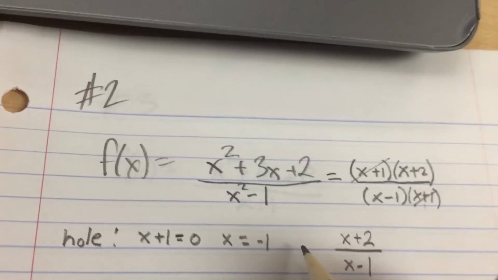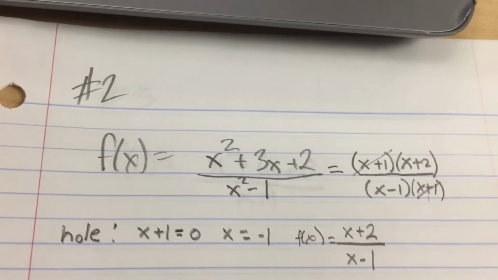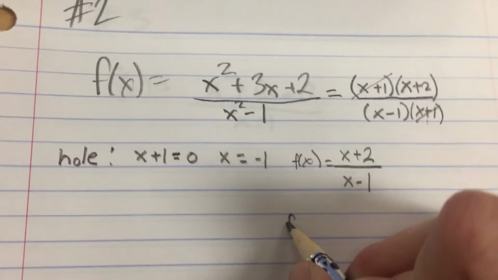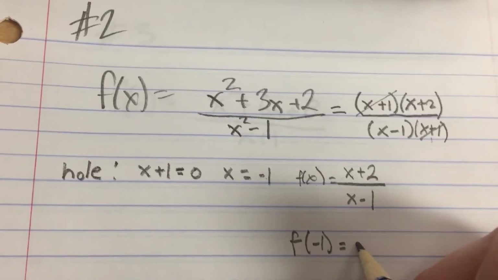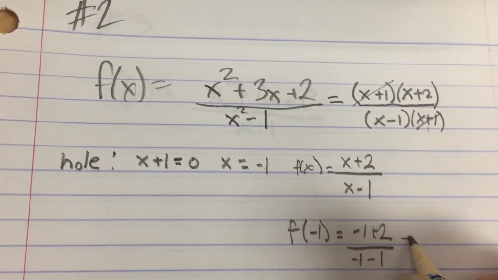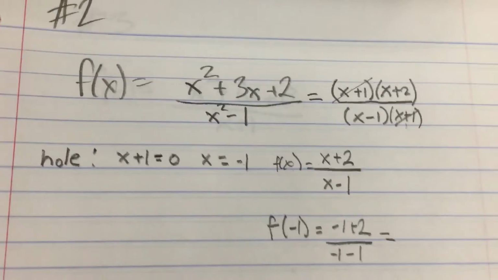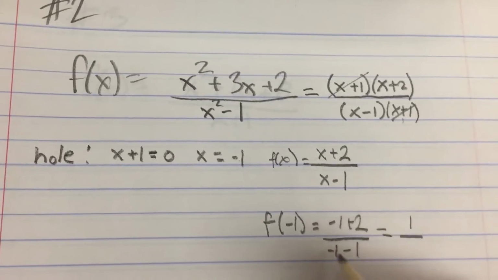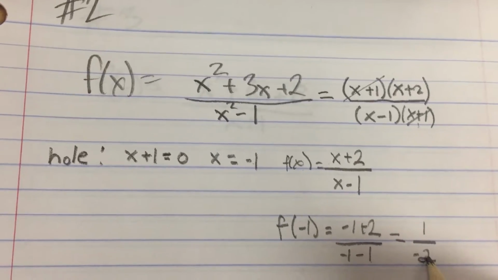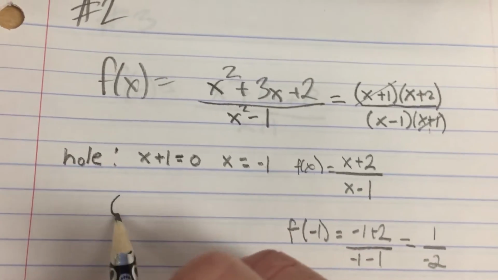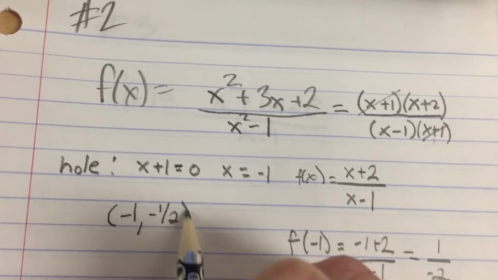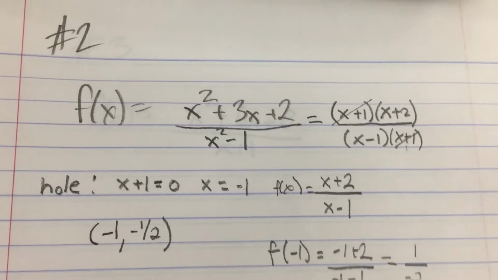So everywhere I see an x, I'm going to plug in negative 1. So this will become f of negative 1 is equal to negative 1 plus 2 over negative 1 minus 1. So 2 minus 1 is 1, and negative 1 minus 1 gives you negative 2. That is the y coordinate of your hole. So your hole is a point, and it does not exist: negative 1, comma negative 1/2.